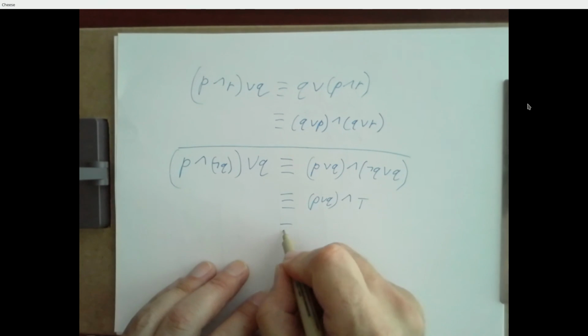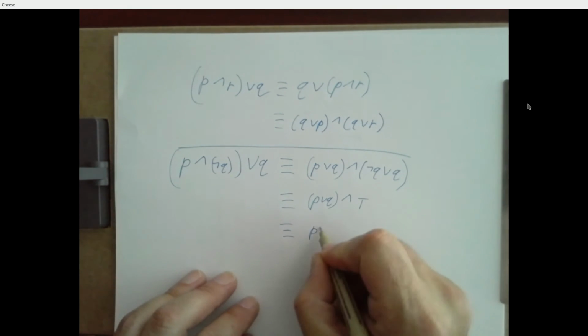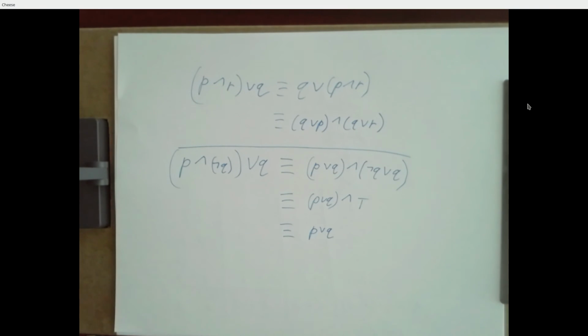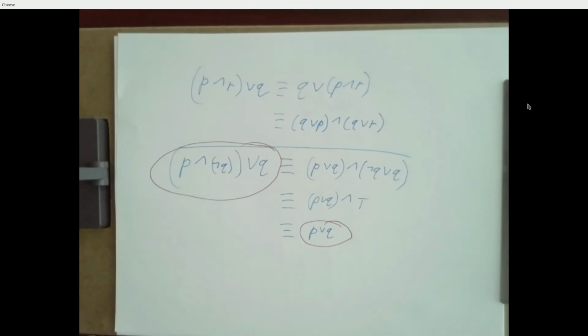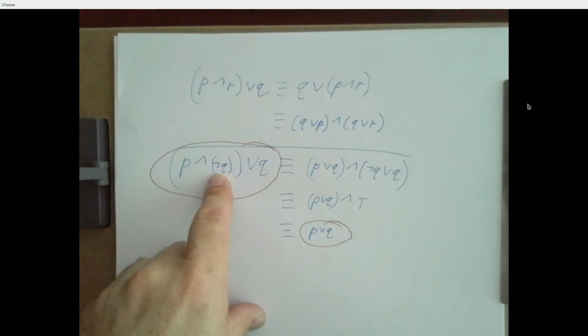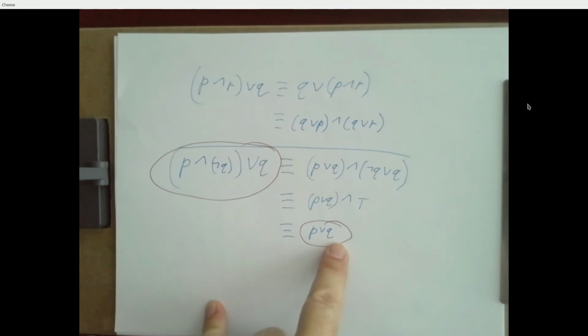So what can we do to this? Anything ANDed with true is just whatever itself is. Yeah, P ANDed with T is always P. So this is just P or Q. So now we've shown this big expression is logically equivalent to just P or Q. So we may have started with a word question which says, you know, the earth is flat and basketball is not fun, or basketball is fun. And we could translate that to simply the earth is flat or basketball is fun. So it's ways to simplify.